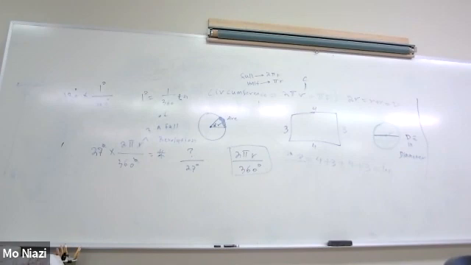So you just algebraically solve for the arc. So you got to divide both sides by 2 pi.